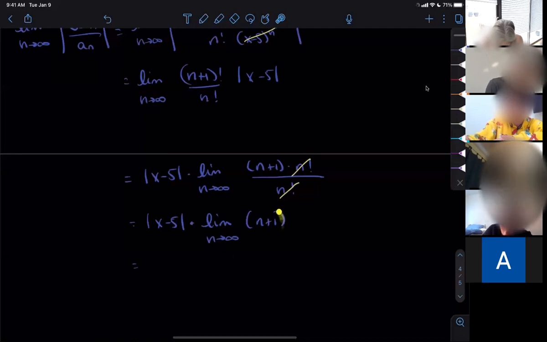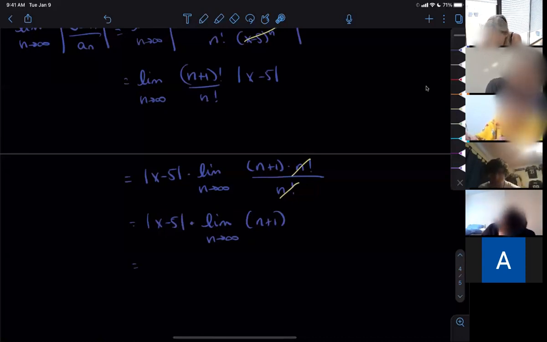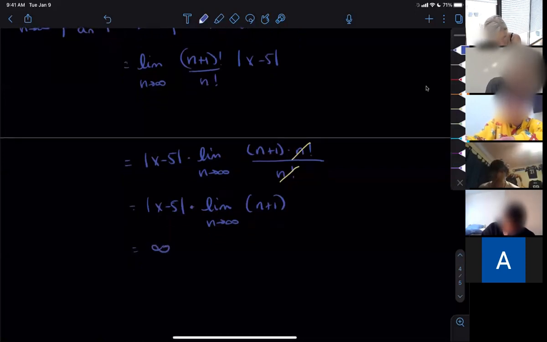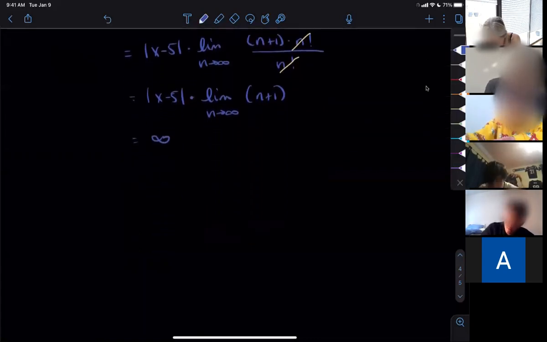It's getting bigger and bigger and bigger. I don't care what x is. This is just going to be a constant. Whatever x value you pick, you're going to have a number here. That number times something going towards infinity, that whole product is going to go towards infinity. So the limit is infinity. Oh boy.